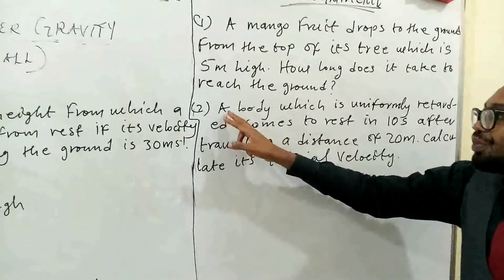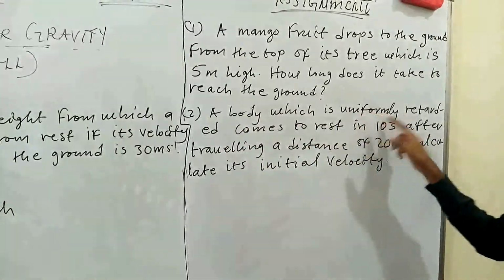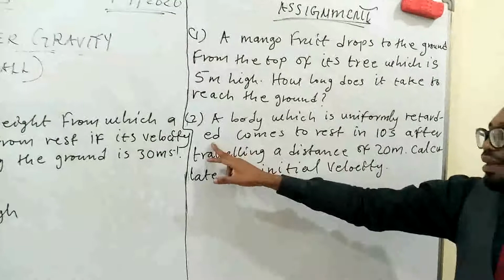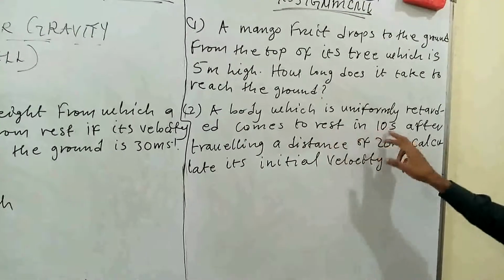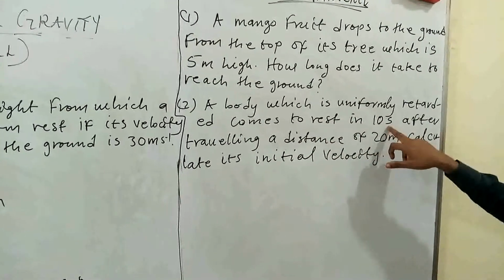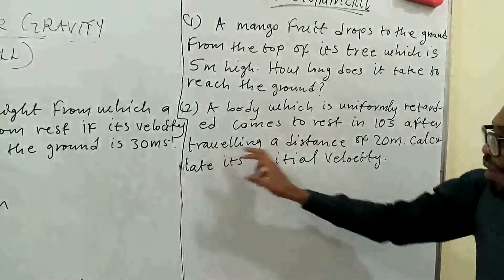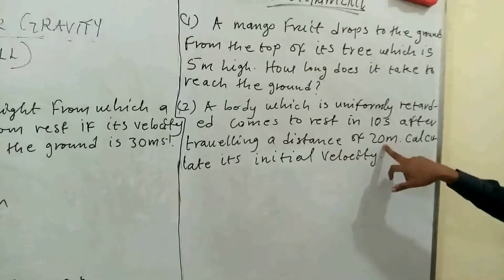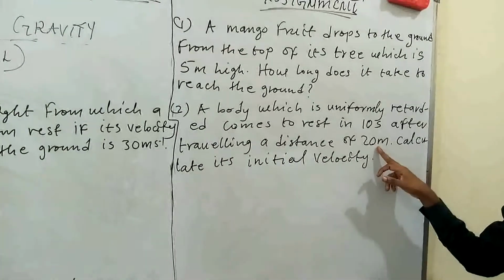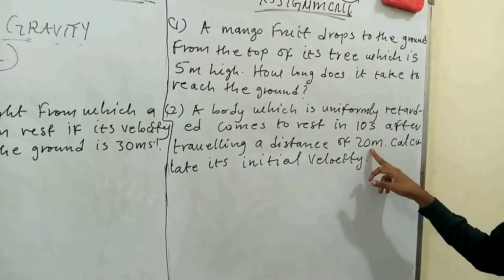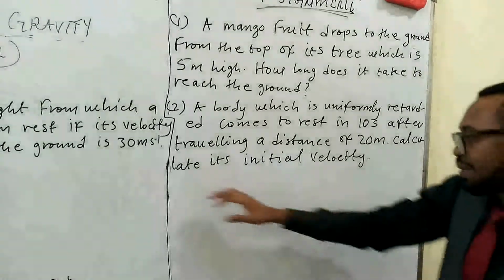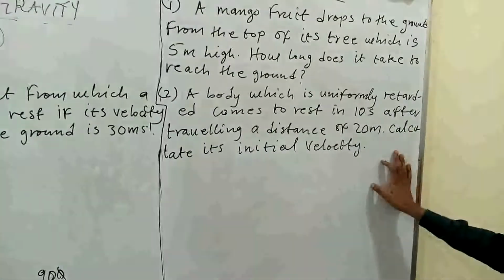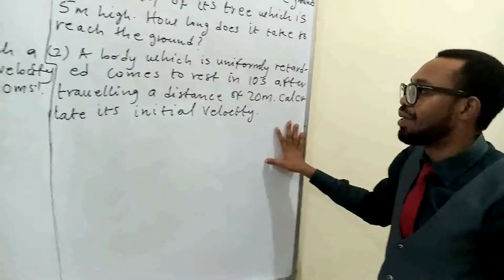Two: a body which is uniformly retarded comes to rest in 10 seconds after traveling a distance of 20 meters. Calculate its initial velocity. So you solve this and send your note to me.